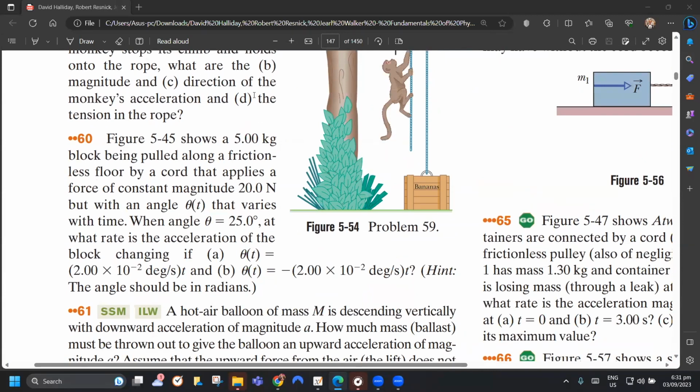Pero dito, so yung situation dito, yung tension, constant yung magnitude, pero nagbabago yung direction. Tapos ano, kailangan mo convert ka kasi into radians.